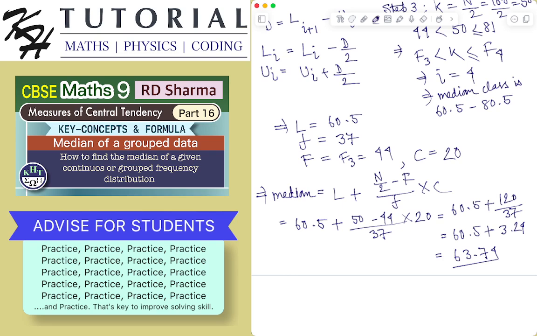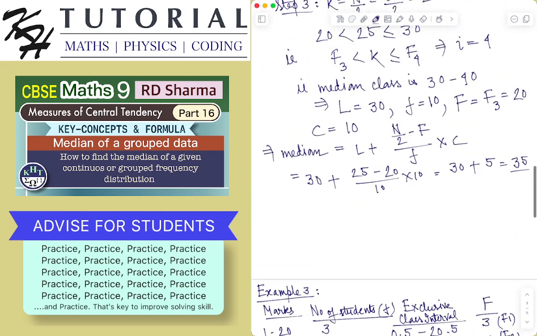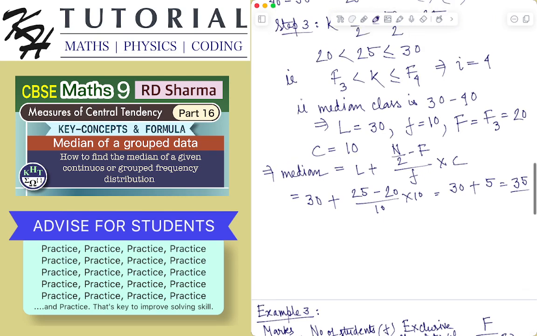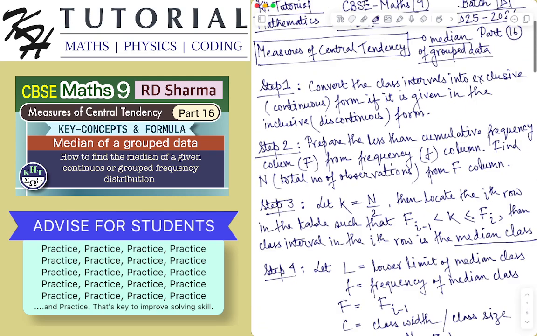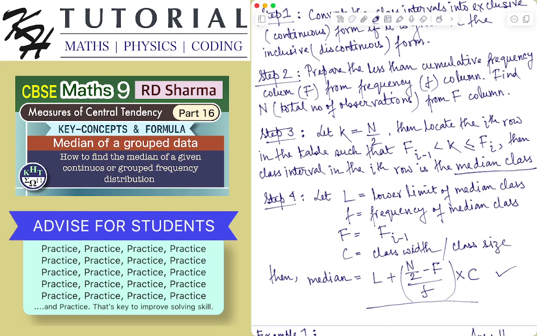Okay. So I hope I was able to explain to you how to find the median of grouped data, with all the 4 steps, and also how you convert given grouped data where the class intervals are in the inclusive form into exclusive form. And then following these 4 steps and using the formula in step 4, you calculate the median.